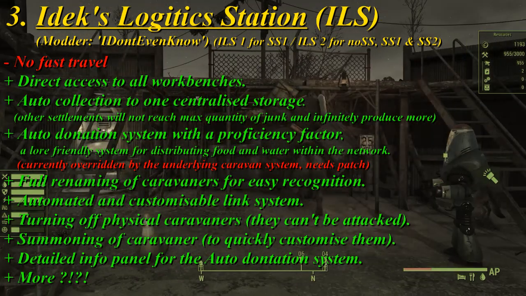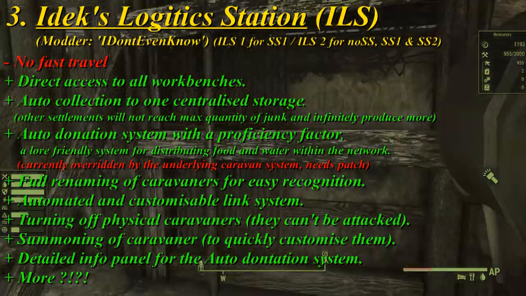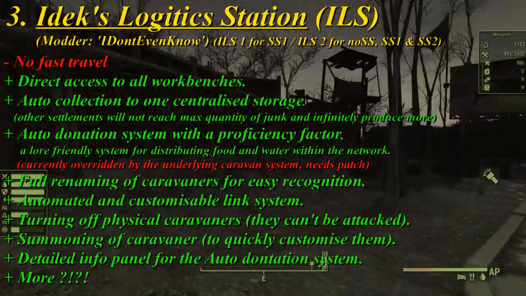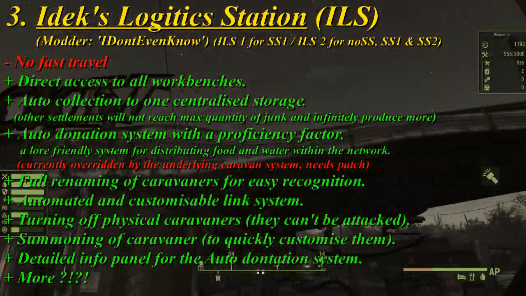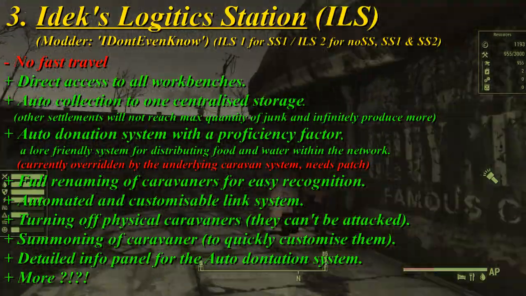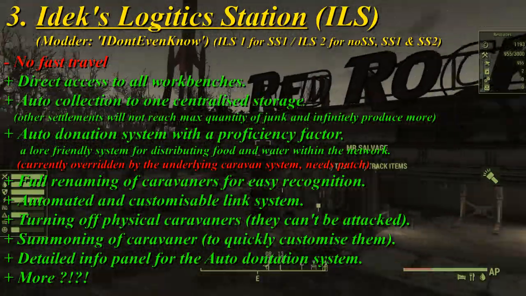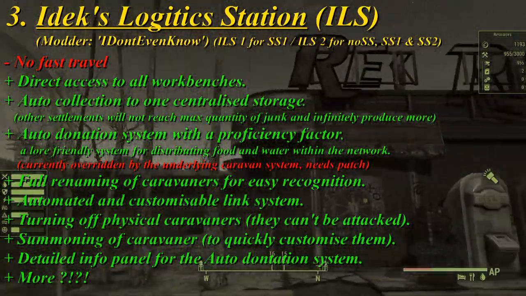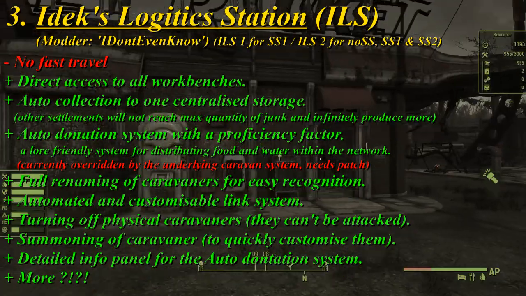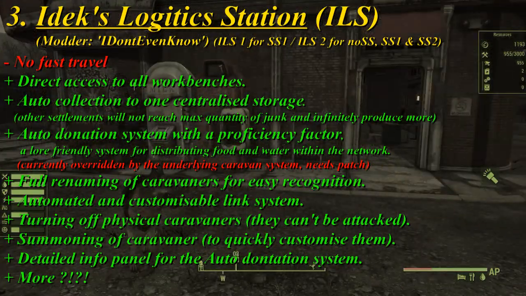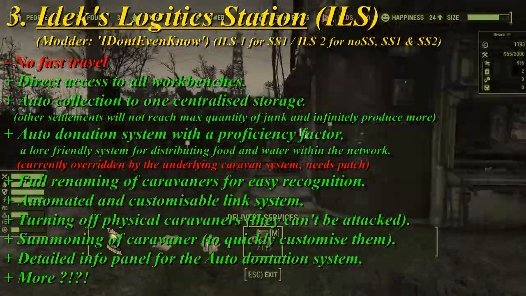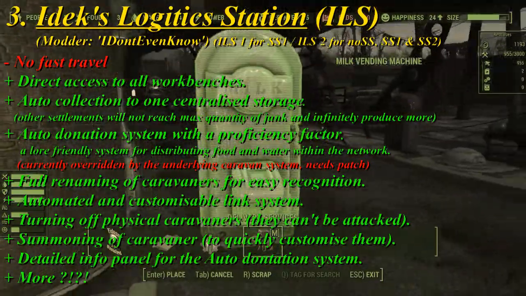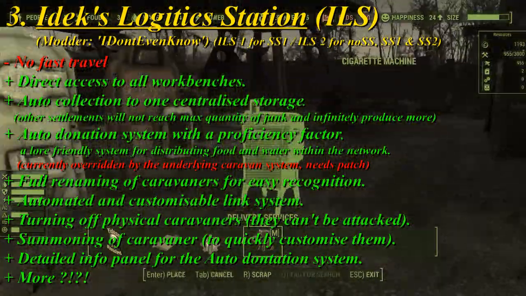I also like the auto donation, again not to be confused this time with the collection system, the auto donation system that ILS has set up, but as I said, it is currently overwritten by another kind of donation system. Now the donation system of ILS, once it works properly, actually has an efficiency multiplier installed, meaning that depending on the level of your plot, a certain percentage of donated goods is lost.